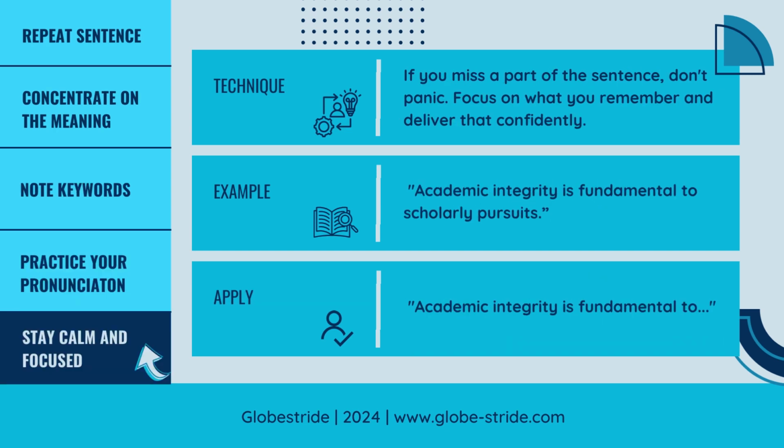All right, this one's super important. Stay calm and focus. If you miss a part of the sentence, do not panic. It happens to all of us. Just focus on what you do remember. So, for example, if the sentence was, "Academic integrity is fundamental to scholarly pursuits," I know that's a very difficult sentence. I mean, some difficult words in there, but you missed the last part, like scholarly pursuits. So just focus on saying academic integrity or fundamental to correctly and confidently.